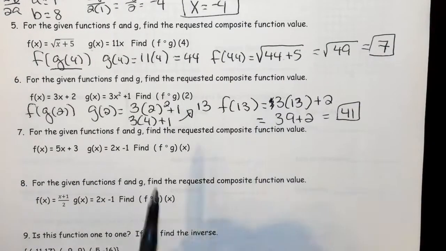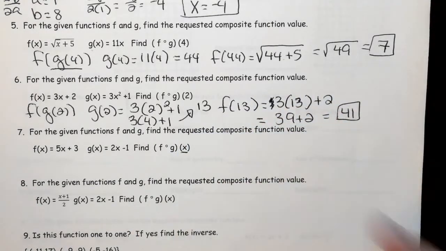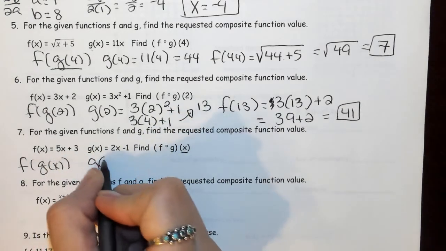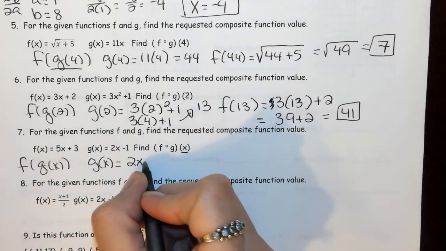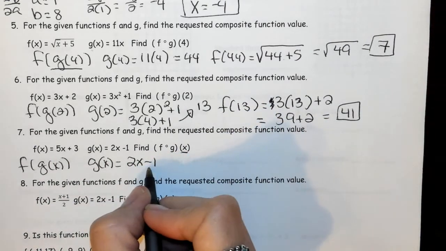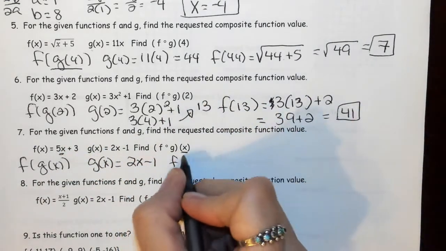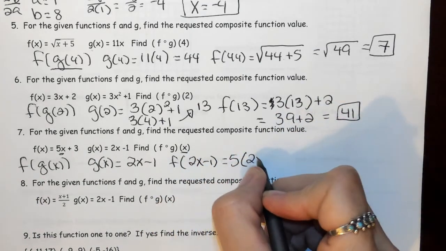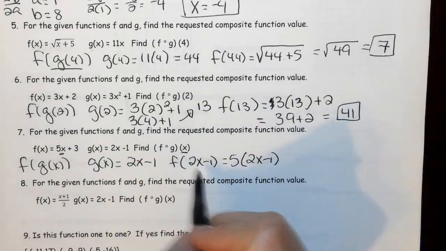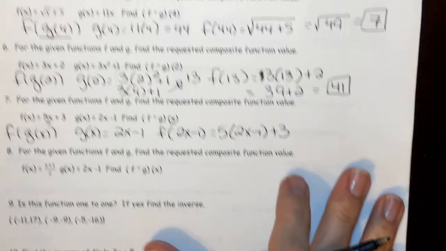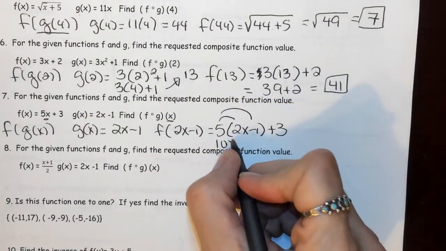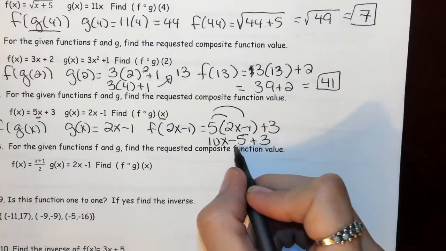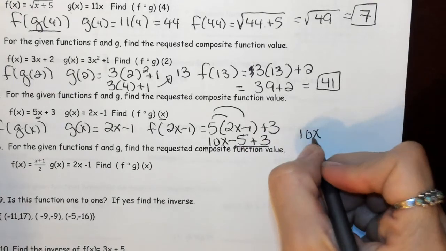Number 7 is going to work almost the same, except I'm plugging in an x instead of a number. So f of g of x. g of x equals 2x minus 1. And now I'm going to take this answer I just got and plug it right in here. So f of 2x minus 1 equals 5 parentheses, 2x minus 1. All of this went in place of that x in 5x plus 3. We're going to distribute and get 10x minus 5 plus 3. Don't forget to bring that 3 down and combine like terms, so we get 10x minus 2.